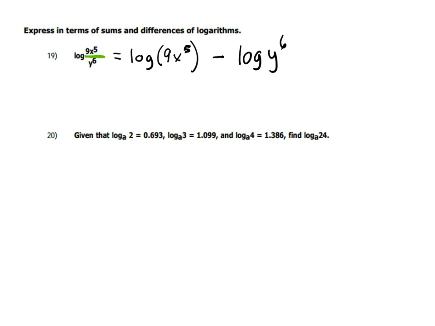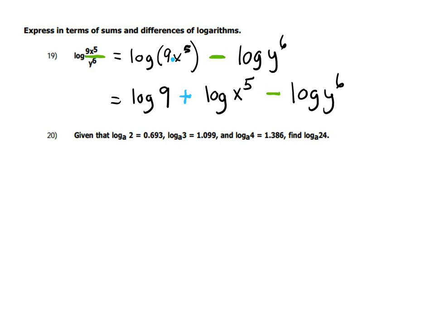But then on that first log, these two things are multiplied. So for that one, I'm going to split it up. For the division, I did this subtraction. And now for this multiplication, I'm going to use the product rule, which says it'll be the log of the 9 plus the log of the x to the 5th, and then still minus the log of y to the 6th. Kind of need a little more room here.